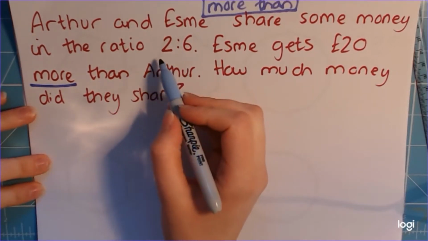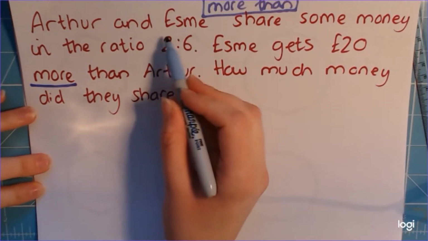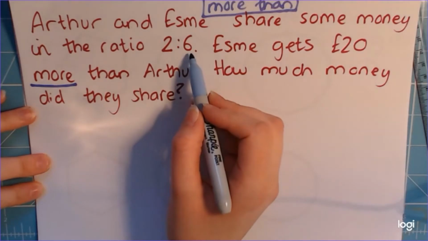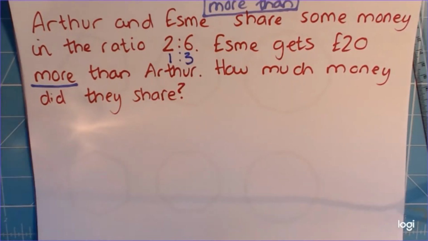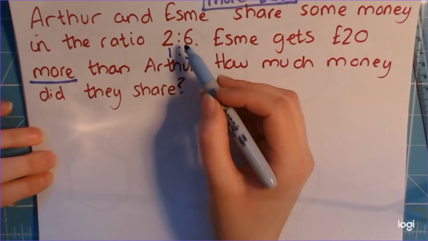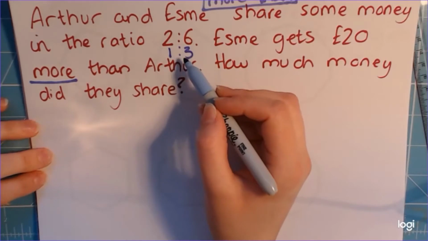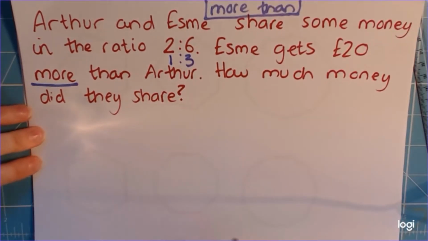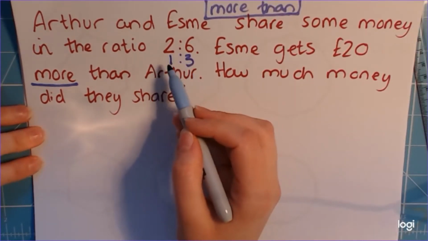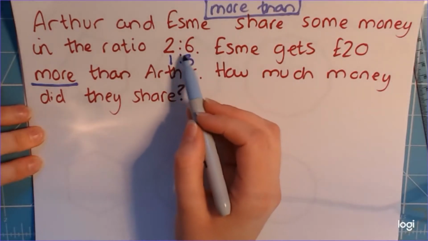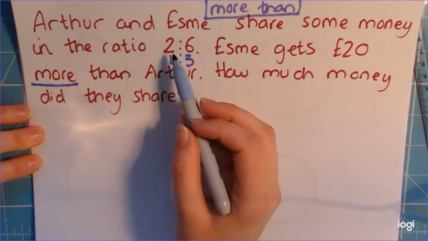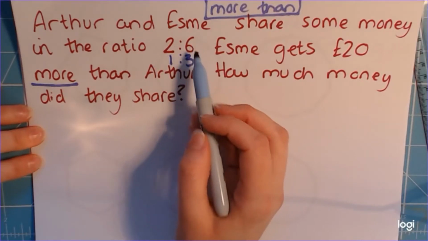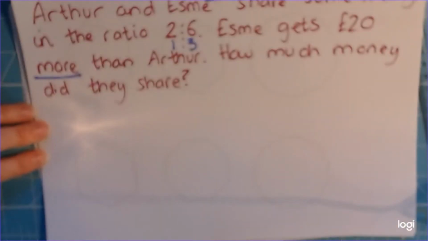Now the eagle-eyed amongst you might have spotted that this ratio is not in its simplest form. We could simplify that to 1 to 3. It doesn't actually matter which one we use, and I'm going to do both of them to show you that as long as they're equivalent ratios, it doesn't matter which one we choose. Of course this one will be nicer, there's a bit less work to do, but if you use the 2 to 6 you wouldn't get the wrong answer. So I'm going to do the 1 to 3 first.